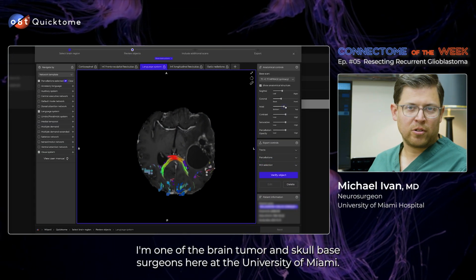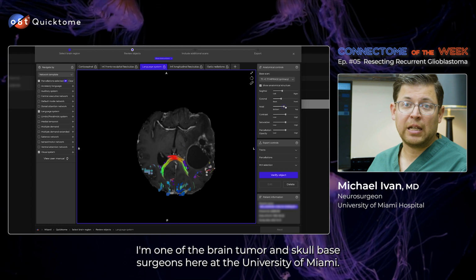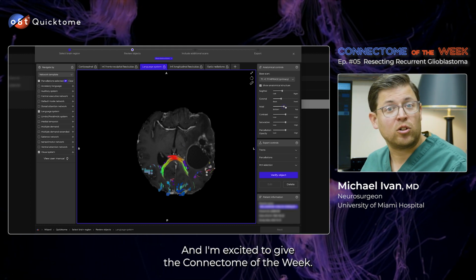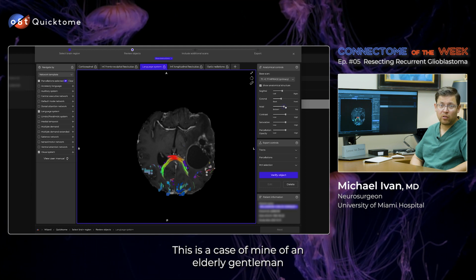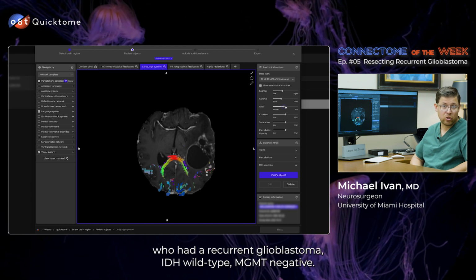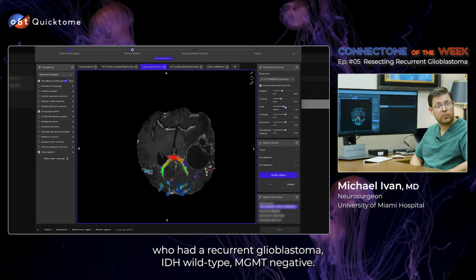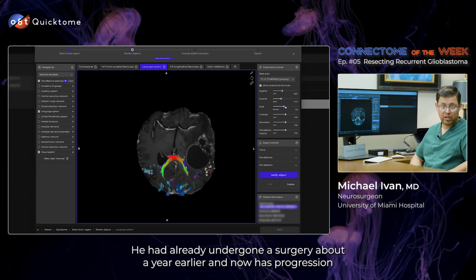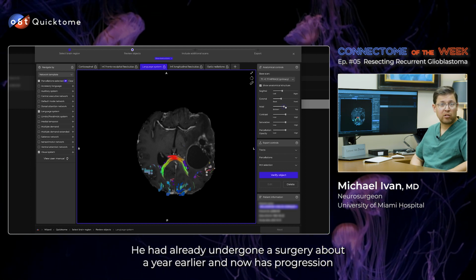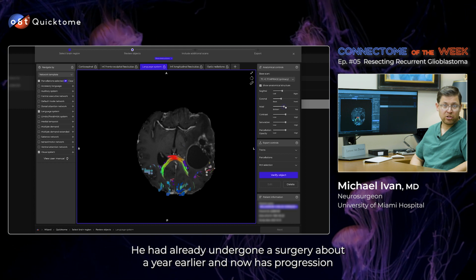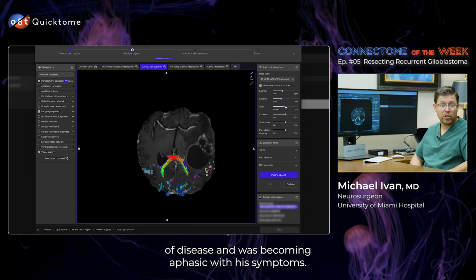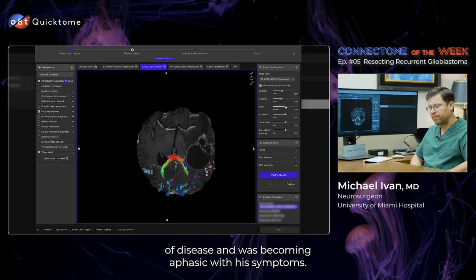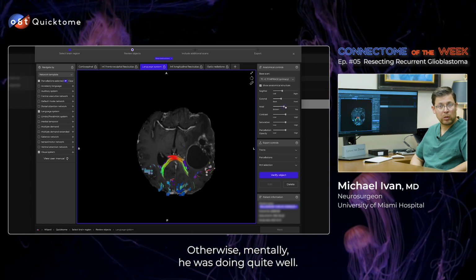I'm one of the brain tumor and skull-based surgeons here at the University of Miami, and I'm excited to give the Connectome of the week. This is a case of mine of an elderly gentleman who had a recurrent glioblastoma. It's IDH wild type, MGMT negative. He had already undergone a surgery about a year earlier and now has progression of disease and was becoming aphasic with his symptoms. Otherwise, mentally, he was doing quite well.